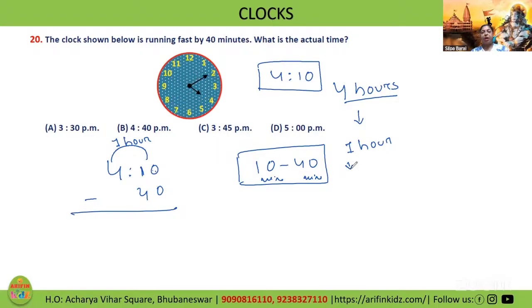And we know this 1 hour is 60 minutes. So already 10 minutes was there, and with the 60 minutes it reaches 70 minutes. Now you can do the minus. 70 minus 40 is 30 minutes. And this 4 is now 3. So 3:30. Check your answer, all of you.